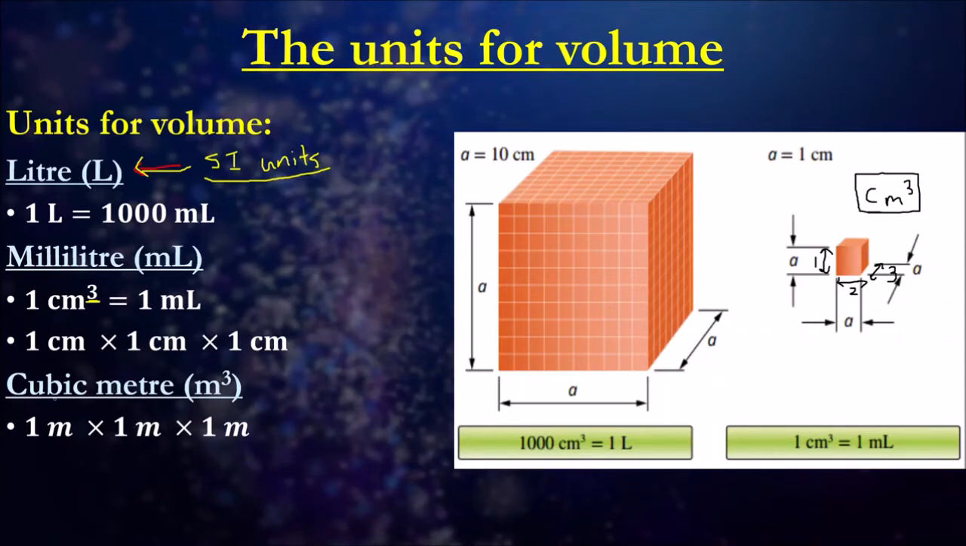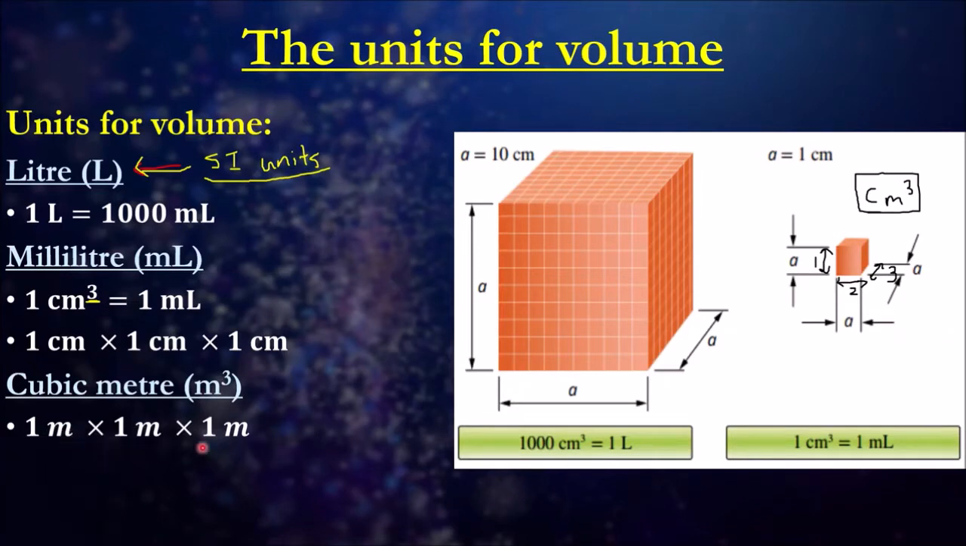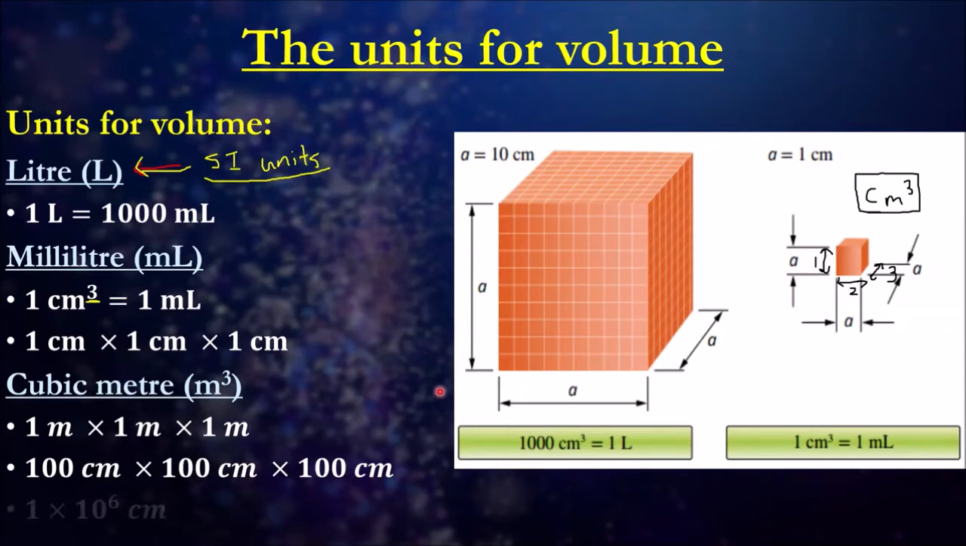And then we have a cubic meter, and a cubic meter is when we have 1 meter times 1 meter times 1 meter. So we're looking at not only the height and the width, but also the depth of the object when we're talking about volume. And you can also write it in terms of centimeters, which we already did in the do now question.